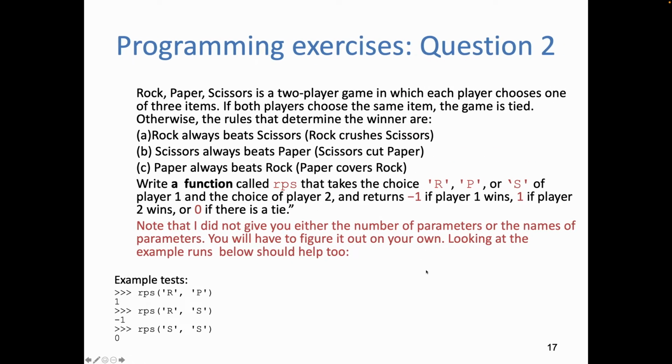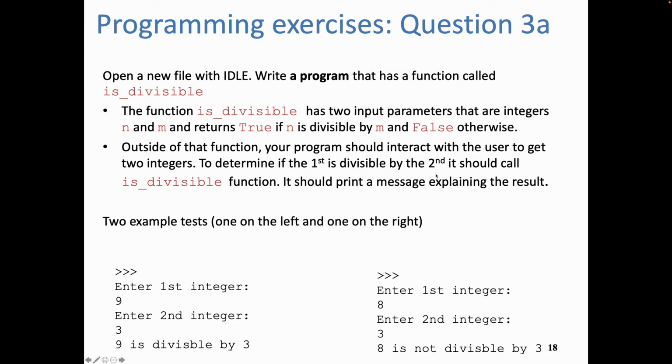Look, this is the second exercise, and now the third exercise. Open a new file with IDLE. Write a program that has a function called isDivisible. The function isDivisible has 2 input parameters that are integers, n and m, and returns true if n is divisible by m and false otherwise. Outside of that function, your program should interact with the user to get two integers. To determine if the first is divisible by the second, it should call the isDivisible function. It should print a message explaining the result.